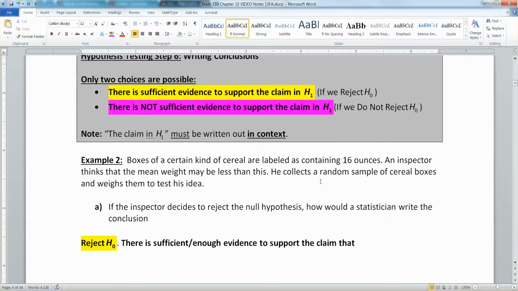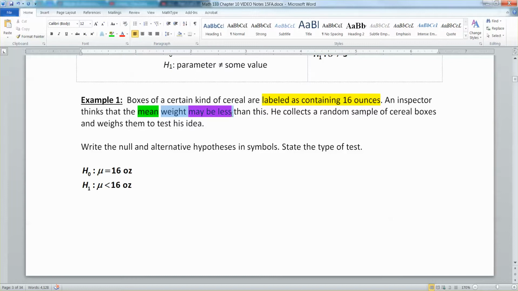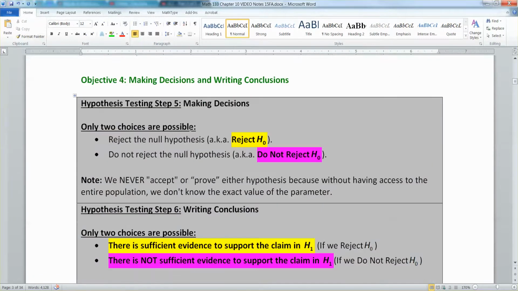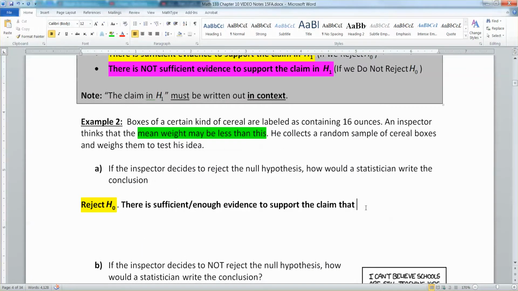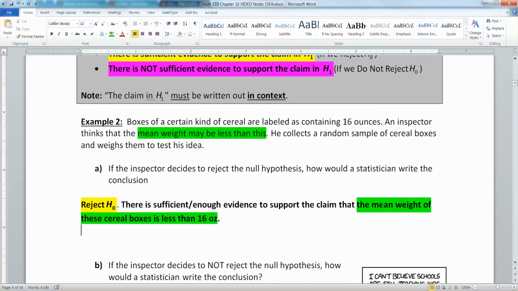Now, what was the claim? Well, the claim that he's making is the mean weight is less than this. Less than this, right? So the mean weight is less. So that's what he thinks is going on at the cereal factory. So he's claiming that the average weight of the cereal boxes is less than 16 ounces. Or you could say the mean weight of the cereal boxes is less than 16 ounces. There we go. So that phrase right there, that green phrase, is getting written out in English down here.